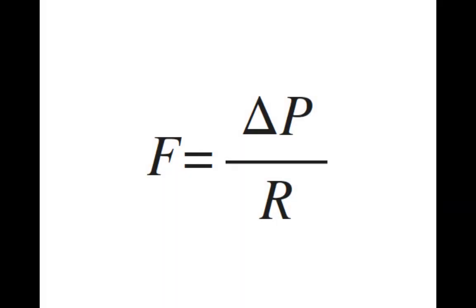This video is going to explain how to solve problems using the equation F equals delta P over R. If you're interested in what this equation means, check out our other video on the concepts of the equation F equals delta P over R. Now, this is an equation with three variables. So anytime you are given two variables from this equation, or you can find out two variables from this equation, you can use this equation to find the third one. So let's go over the different ways that this equation can be used.